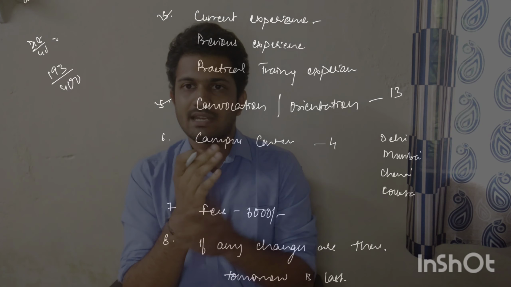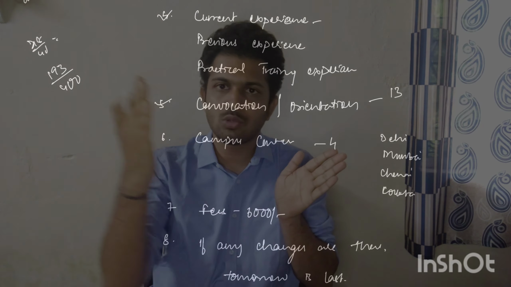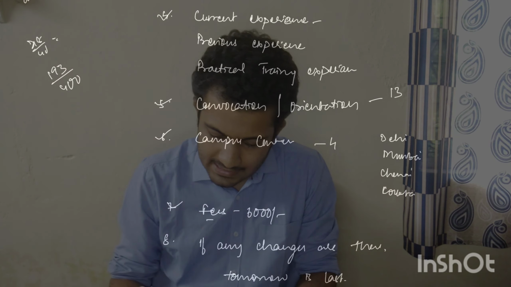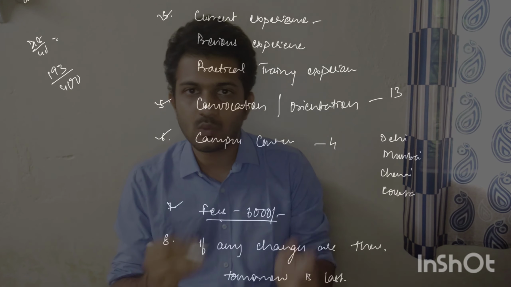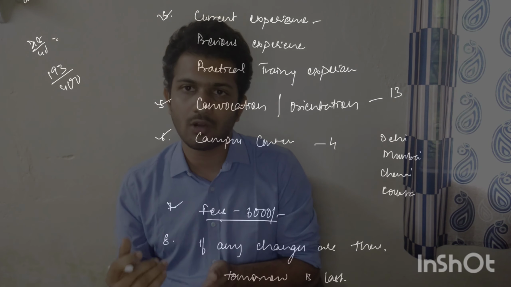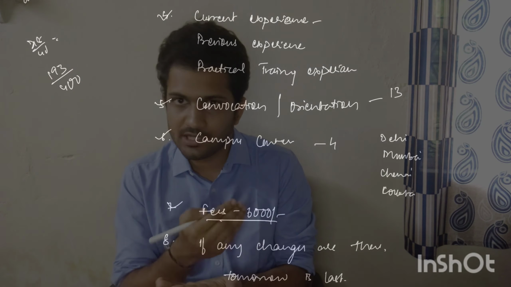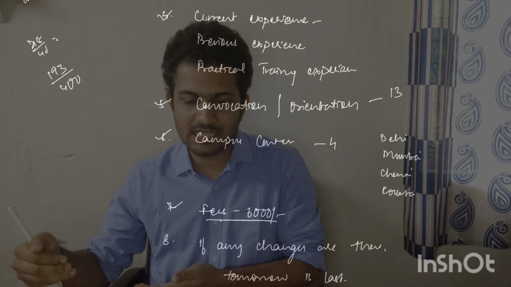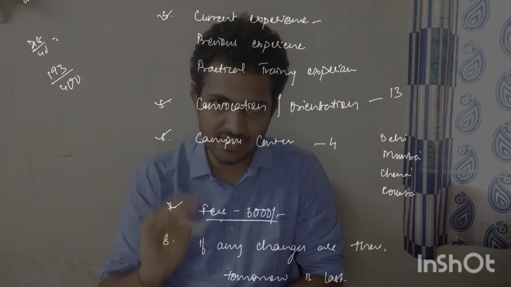If you're registered in the Kerala chapter but you want to go to Delhi, you can select Delhi as well. Next, the fees is 6,000 rupees. Once you have filled in the whole form, submitted your resume, and submitted your formal passport size photo, you have to pay the fees of 6,000.